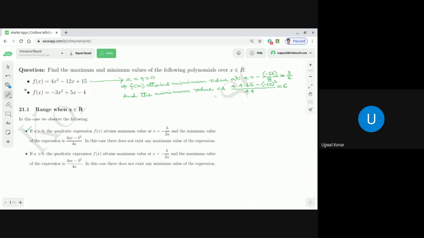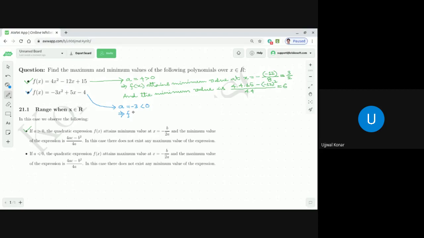So for the first question, what you have done, everything you see in the green color, dear students, is related to f(x) = 4x² − 12x + 15. Now, if you want to look into f(x) = −3x² + 5x − 4, then what will it be? Yes, sir. So in this case, what do we get, dear students? We get a = −3, and −3 is less than 0.